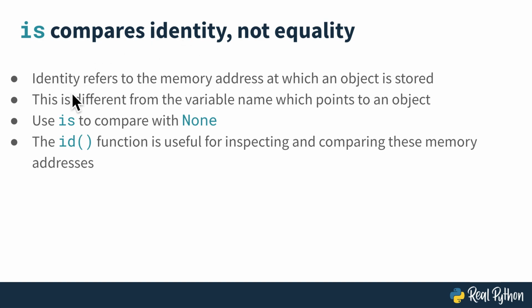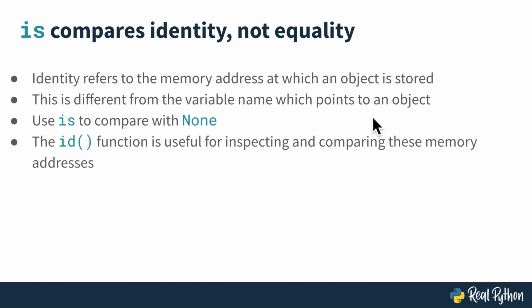The way that Python defines identity is simply by memory address or ID number, and I'll inspect that and show you how that works under the hood with the id function later in the terminal. Importantly, this is different from the variable name, which points to an object, because you might have 10, 20, 50, 100, a million different variables, which all reference the same underlying object, like a list or a string.